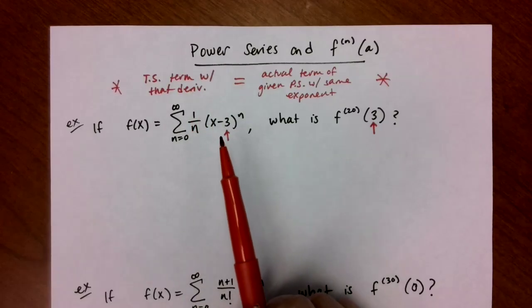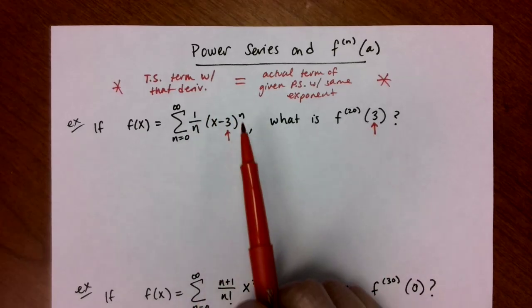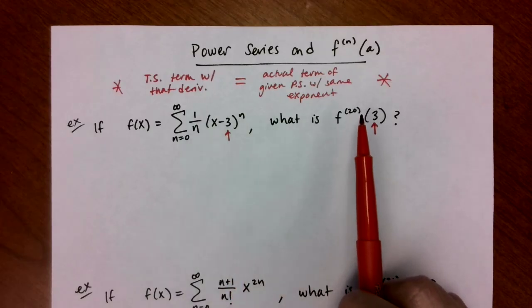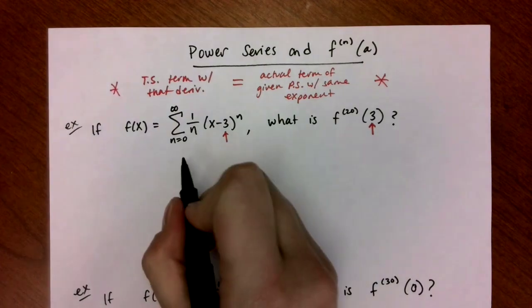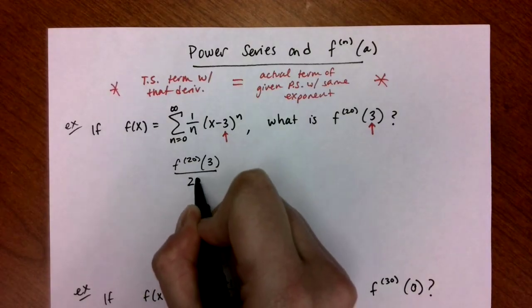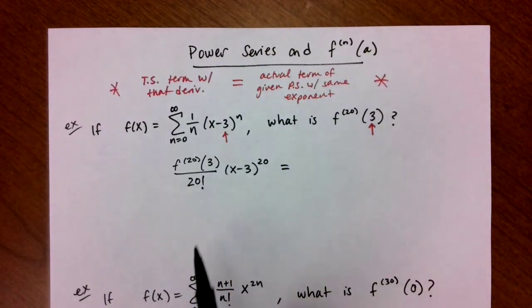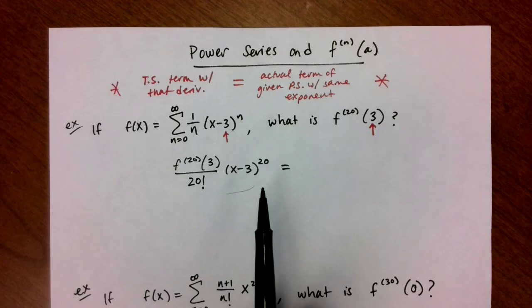Okay, so in this first problem, my left-hand side would be the Taylor series term, like the one term from the sigma notation, that would have the 20th derivative in it. So I said, oh, okay, well, that's just the term with all the 20s. So we have the 20th derivative, the 20th factorial, and then the 20th exponent. 20th derivative at the center over the 20th factorial x minus center to the 20. So in the Taylor series approach to this power series centered at 3, this is what that term would be.